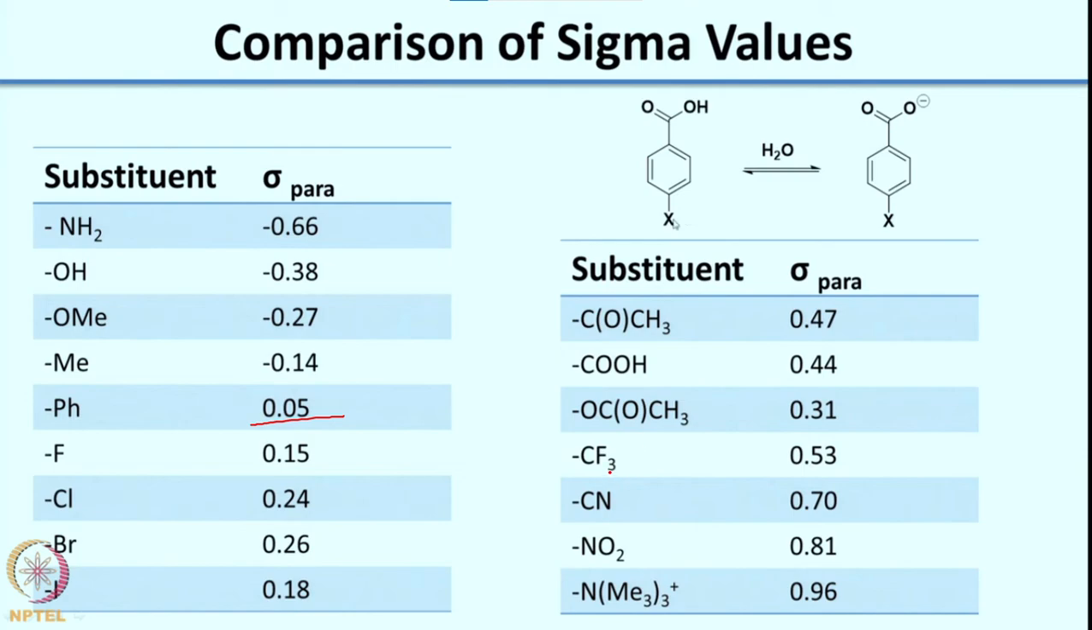CF3 is more electron withdrawing compared to all the other species above. That's why it's giving a 0.53 sigma value. And the cyano group is also a highly electron withdrawing group, so you can see the value. I hope all of you understood the relative values for the substituent present on the para position.